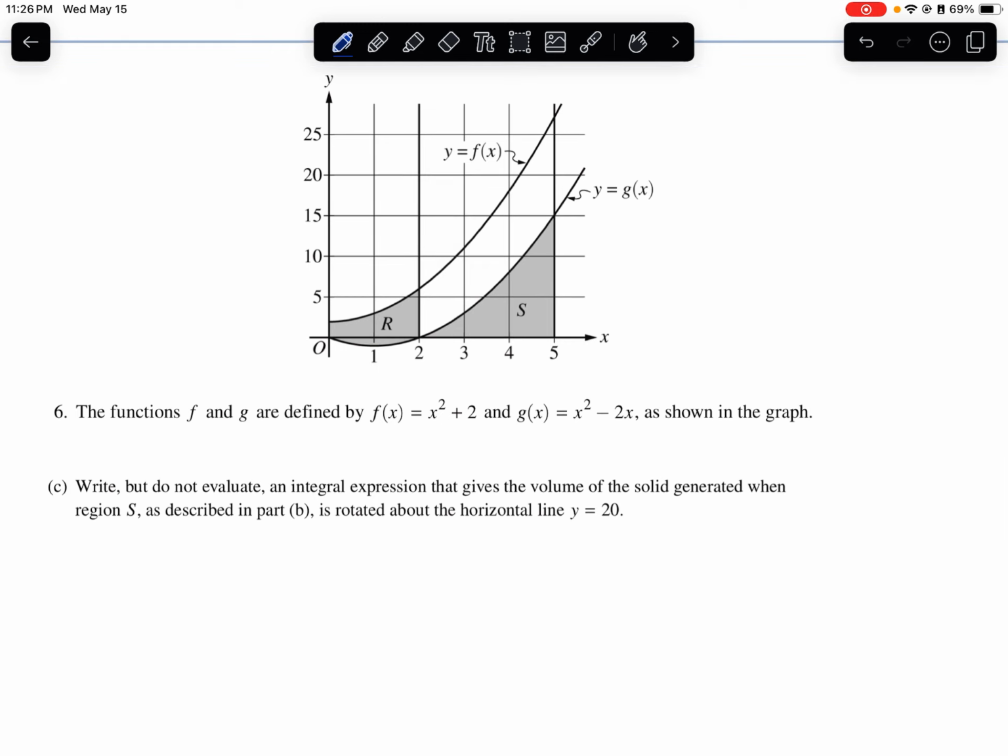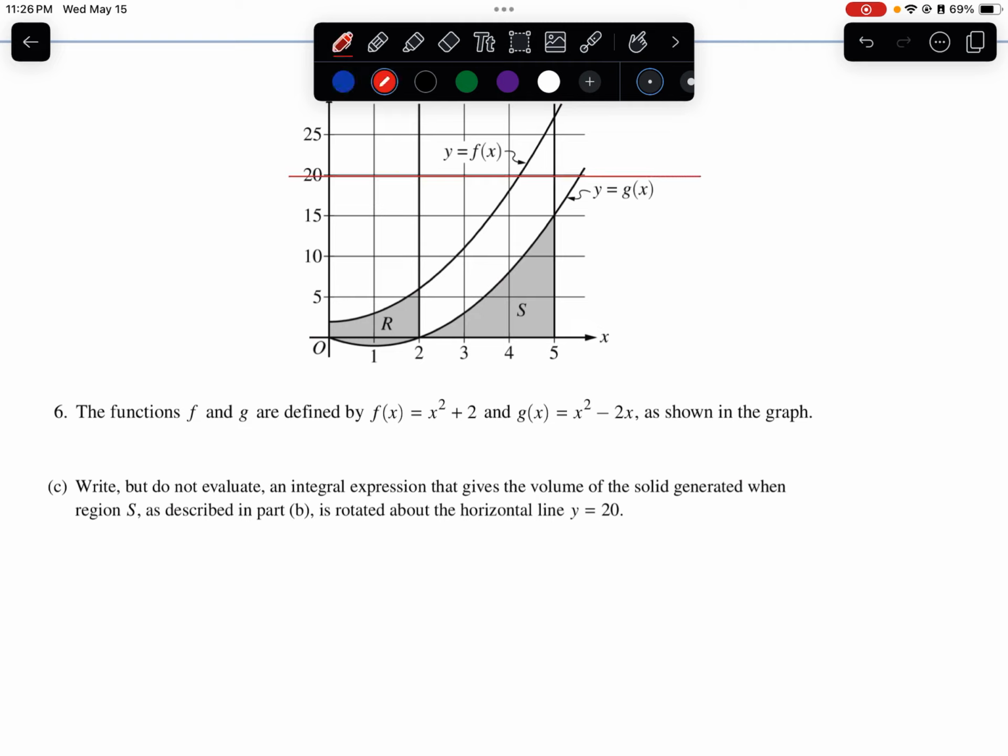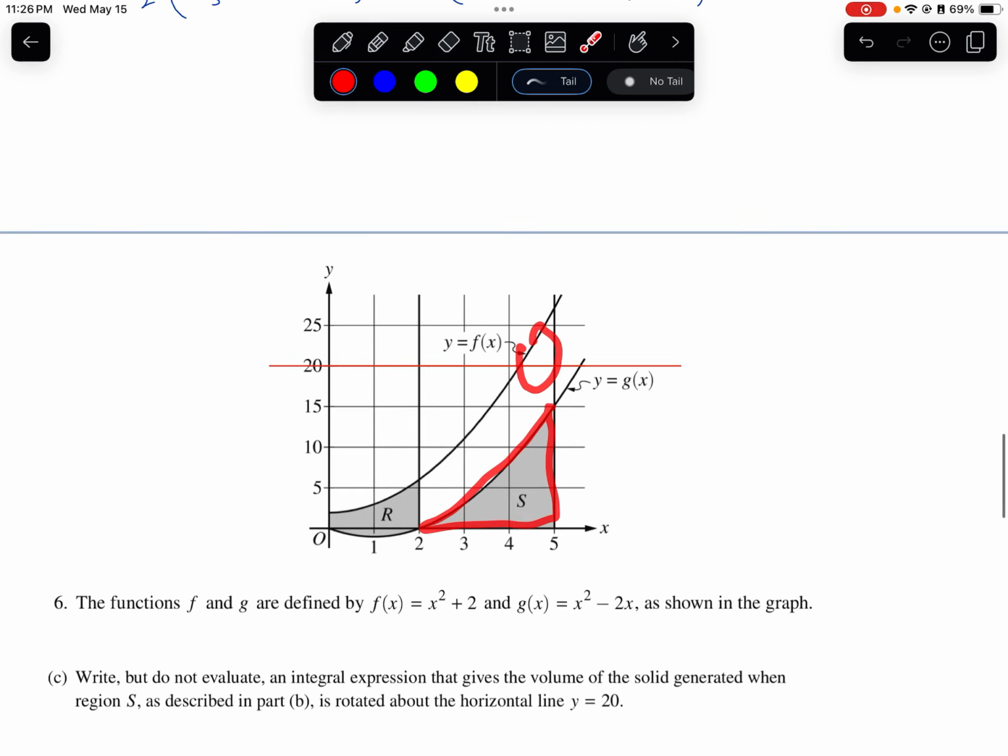Final part, C. Write but do not evaluate an integral expression that gives the volume of the solid generated when S, as described in part B, is rotated about the horizontal line y equals 20. So say we have a horizontal line right here, y equals 20, and we're rotating this region about this line. You get another type of region right there.